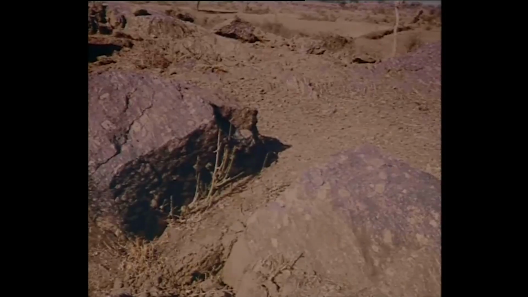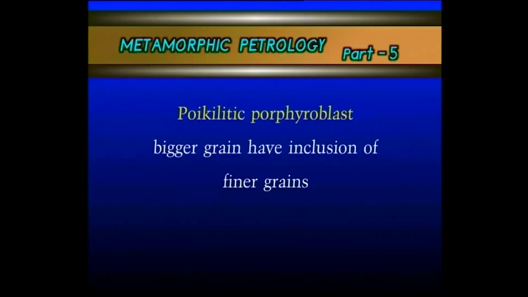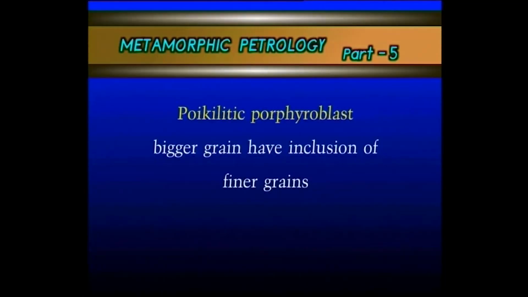So this type of structure is known as organ structures. Suppose you see the case of porphyroblast with inclusions: the porphyroblast has an inclusion of other minerals, and that texture is known as poikiloblastic porphyroblast. Particularly in that case, the bigger grains have an inclusion of finer grains. If you see reaction rims, then normally the phenocrysts have surrounding reaction rims.